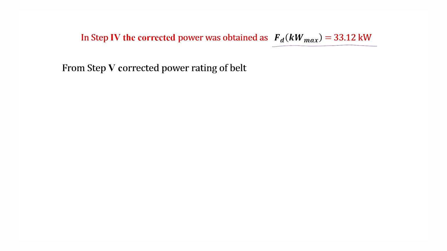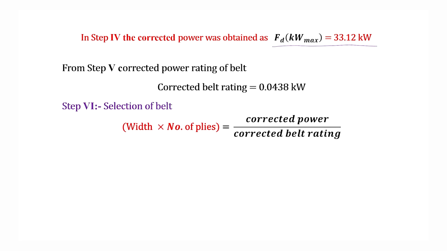Now from step 5, the corrected belt rating was obtained as 0.0438 kilowatt. Then in this step, we will do the selection of belt. This rating is per unit width per unit ply, and the power which you want to transmit is 33 kilowatt. So the width multiplied by number of plies which we require is given by the power which you want to transmit divided by the power transmitting capability per unit width per unit ply.